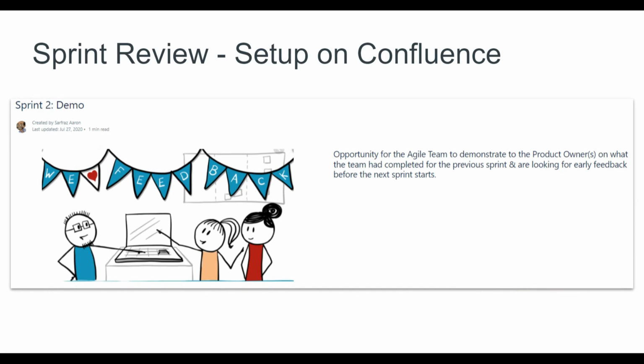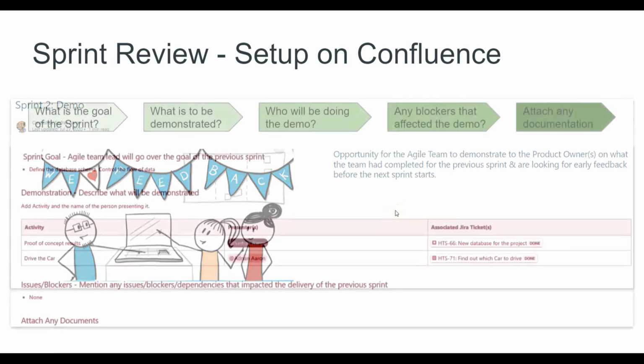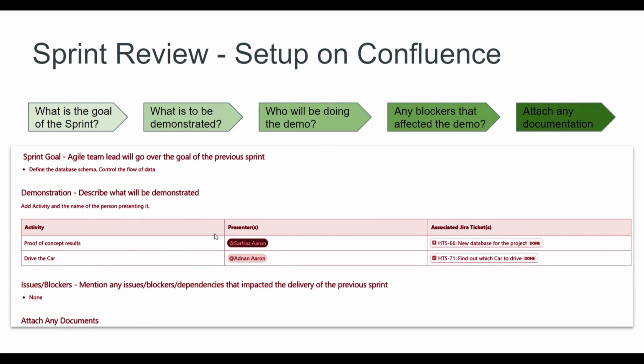The other thing that is very useful is to look at the sprint review or the demo. You want to add a page that is specifically dedicated to that. So you want to be able to create a page for every sprint, and you want to say what was the goal of that sprint and what they are going to demonstrate. And in that demonstrate section, I normally put down what they are going to demonstrate, who is going to present it, and which Jira ticket that feature or demo is associated with. So this way, at any given time, you can see that the proof of concept results were presented by Safraz, and it was to do with the ticket called HDS 66.